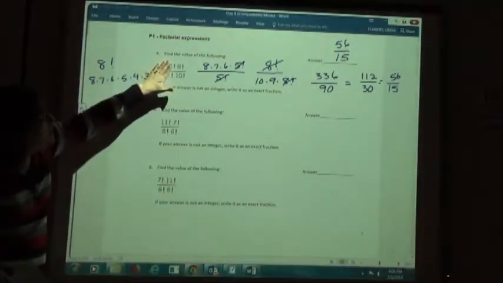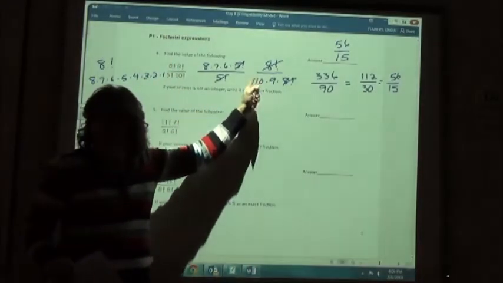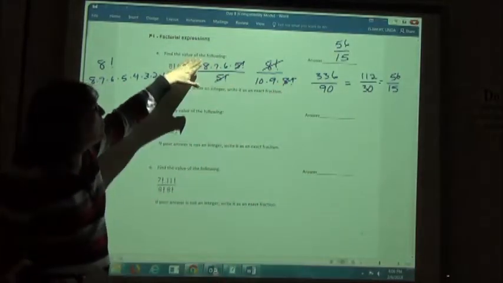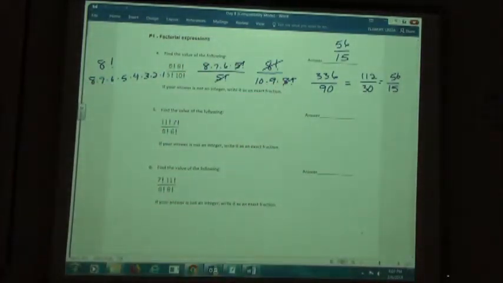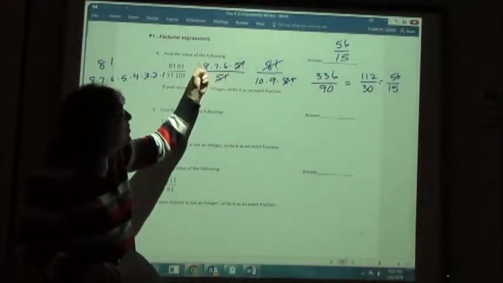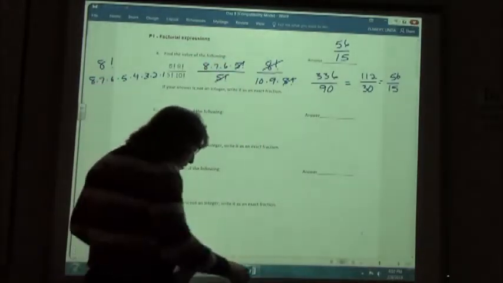On the second fraction, the 10 was bigger than the 8. So I started with the 10. 10, 9, 8, and then I could cancel out my 8s. So then we just multiplied the top and the bottom and simplified our fraction. Now we probably could have simplified our fraction here before we multiplied. We could have reduced the 8 with the 10 and so forth and made it a little easier.